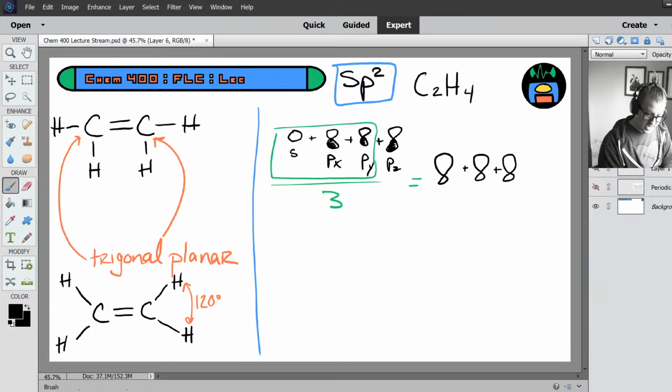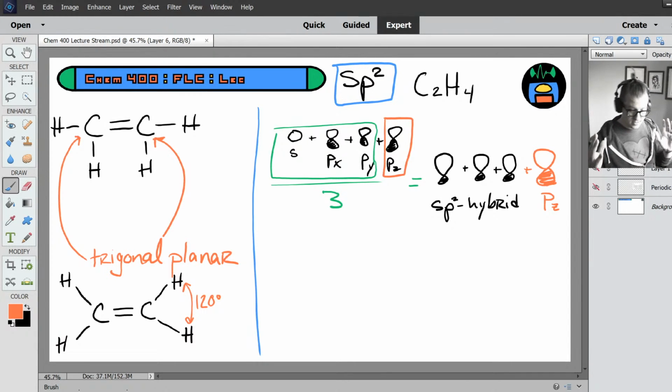We're going to get 3 new hybrid orbitals, and these are called sp2 hybrids. All right, we get 3 sp2 hybrid orbitals out the other end. And if you're wondering what happens to pz, the answer is nothing. pz remains unchanged. It was not used in the hybridization process. It's still there. It's just hanging out as an unhybridized p orbital.